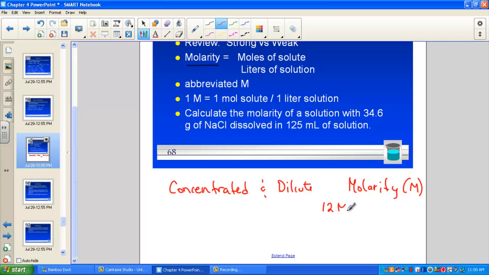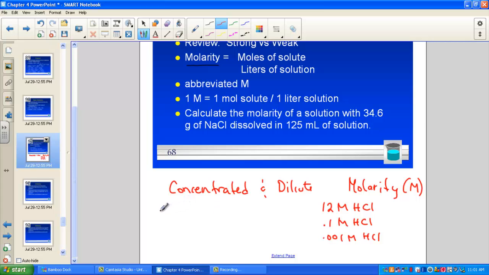I could have a 12 molar HCl solution, which is very concentrated, 12 moles of HCl per liter of solution. I could have a 0.1 molar solution of HCl. This is very dilute compared to the 12 molar. I could have a 0.001 molar HCl solution, and now I can see that 0.001 is more dilute, 0.1 would be more concentrated, and 12 molar would be the most concentrated solution. So increasing concentration, looking at the term molarity.